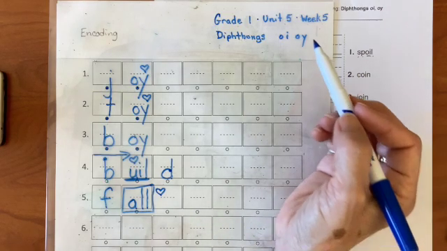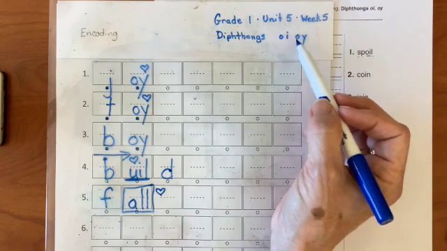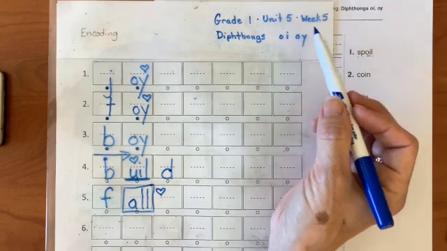And those are your spelling words with diphthongs, oi. These are the two patterns for Unit 5, Week 5 for first grade.